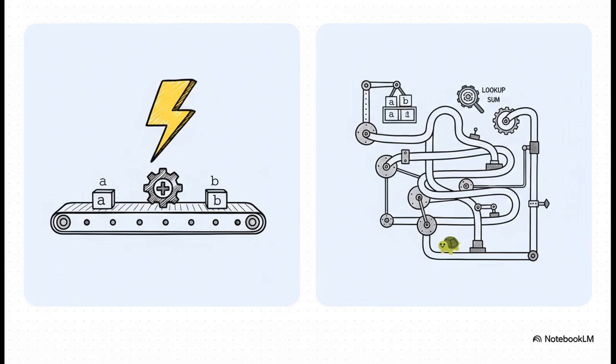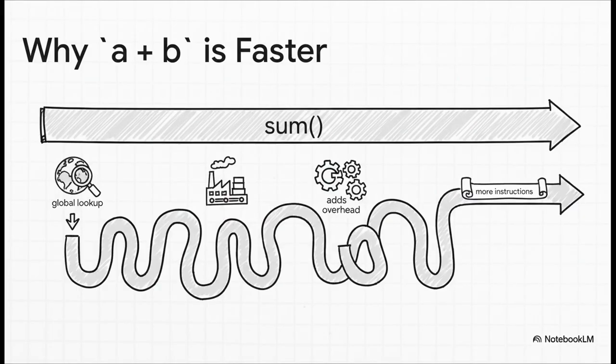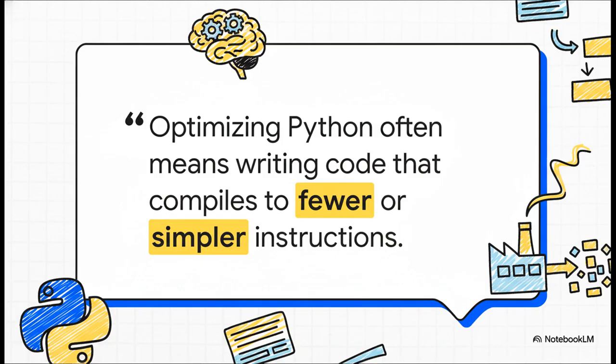But look at the right. The sum function, even though it looks simple in our code, creates a much more complicated, winding road for the interpreter to follow. So yeah, the verdict is pretty clear. For this super simple case, the sum version is way less efficient. But why? Well, it has to do a global lookup to even find the sum function. Then it has to build a whole new list in memory just to hold two numbers. And on top of that, it has to pay the overhead of a function call. Just remember, more bytecode instructions almost always means more work for the virtual machine. This insight right here is really the key to writing truly professional, high-performance Python code.